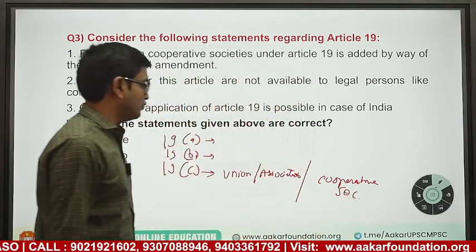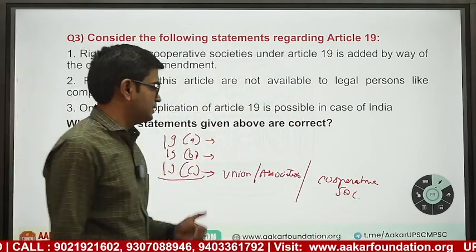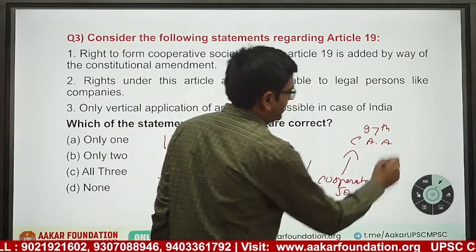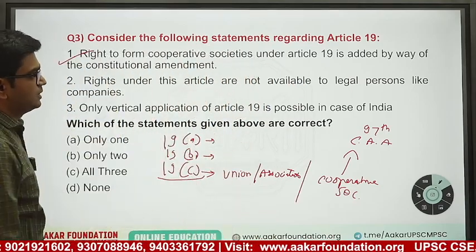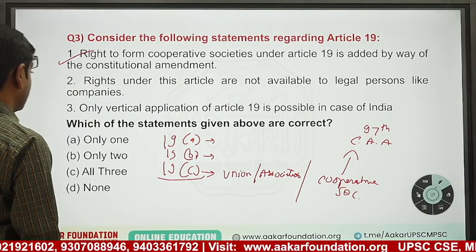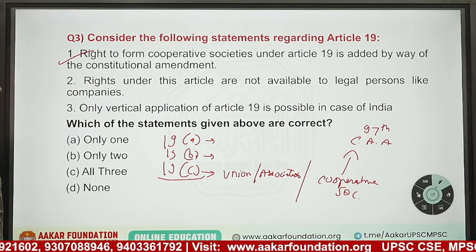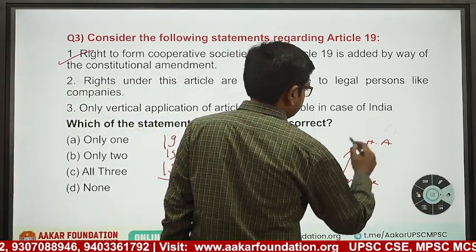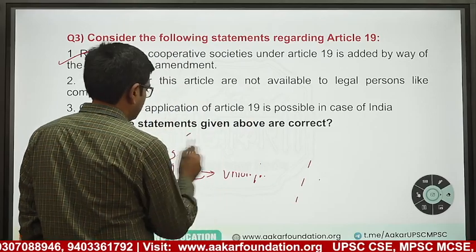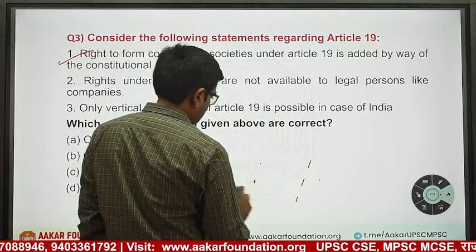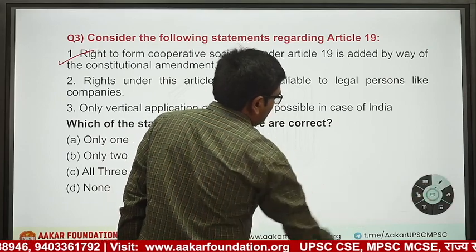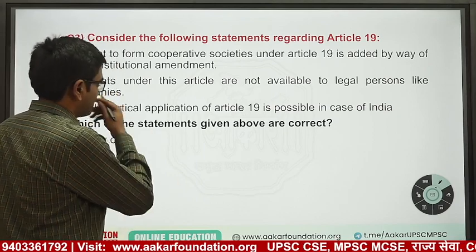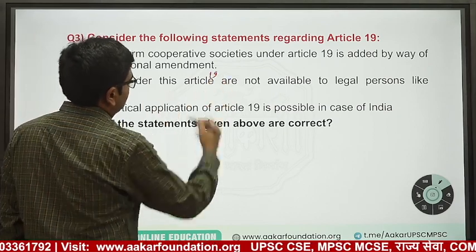Okay, so the fundamental right to form cooperative societies comes under Article 19C, and this is by the 97th Constitutional Amendment Act. So this right to form cooperative societies under Article 19 is added by way of constitutional amendment. Rights under this article are not available to legal persons like companies. So what is it saying? Rights under this article are not available to legal persons like companies. Means under this article, Article 19.